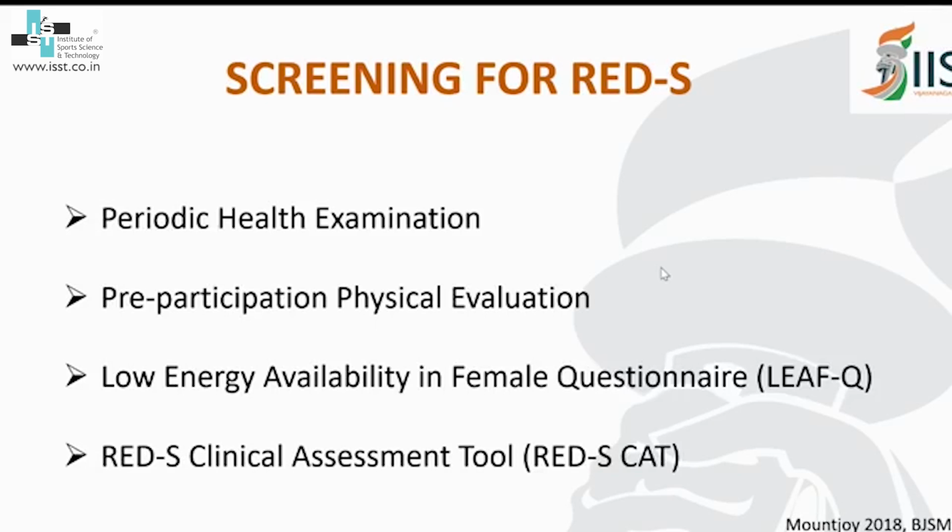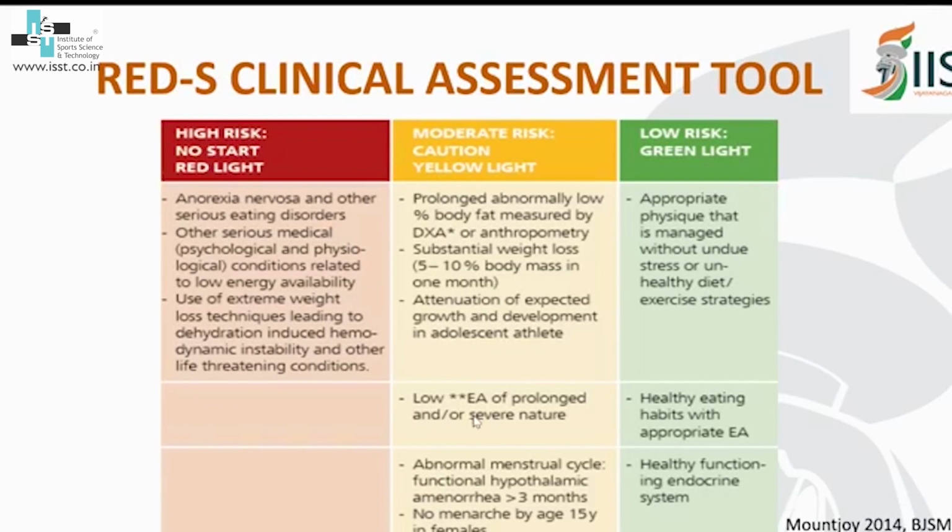And lastly, what's been recommended by REDS is the REDS Clinical Assessment Tool, or REDS CAT. So let's go ahead and look at what the REDS clinical assessment tool looks like. I've put a small image of it here. Of course, it's much more elaborate than this, but it's just to give you an idea of how they classify and risk the athlete based on a red light, a yellow light or a green light.